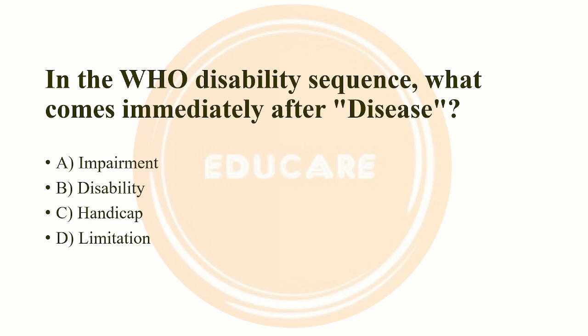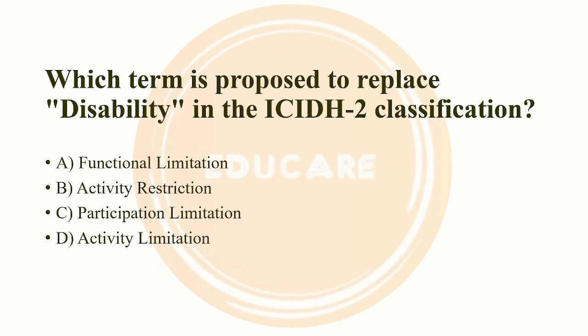Next, in the World Health Organization disability sequence, what comes immediately after disease? Option: impairment, disability, handicap, limitation. Answer of this question is option A, that is impairment.